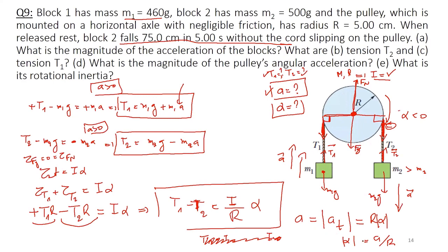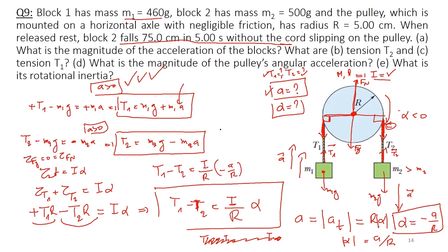So the absolute value of alpha is A divided by R. That means that the real value of alpha is minus A divided by R, because A is positive, but alpha is negative. So alpha is minus A divided by R in this configuration. So I will have T1 minus T2 is equal to I divided by R, and I replace alpha by minus A divided by R. So bottom line, I will have T2 minus T1 is just I divided by R squared times A.